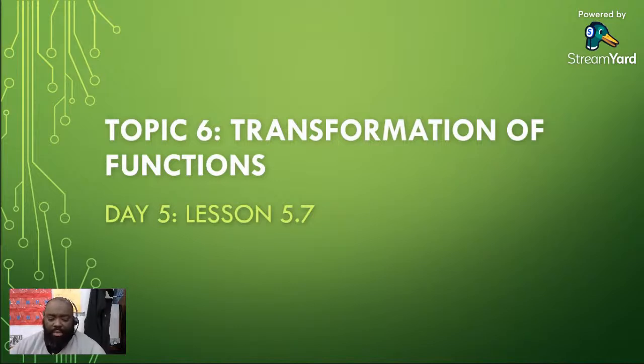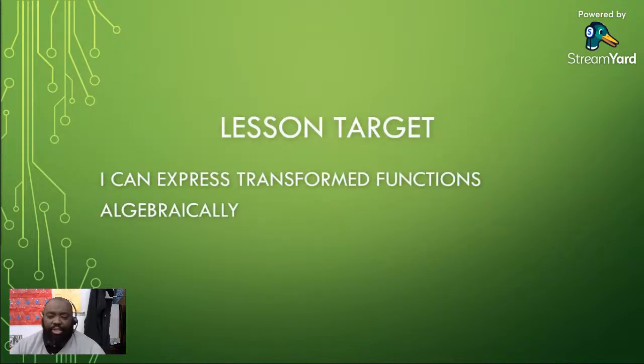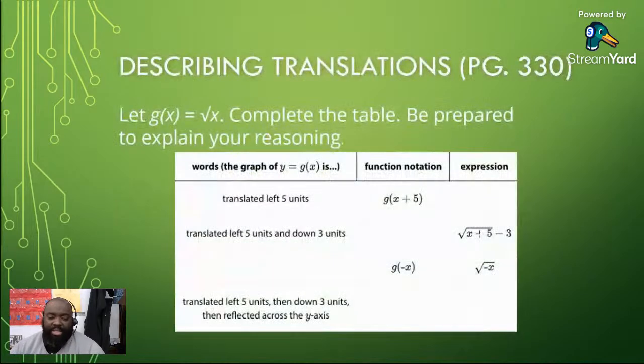With that being the case, the target that we wanted to land on is being able to express transformed functions algebraically, basically using the equations that are there. Now, you may need to screenshot this for later, but this is one of the main elements that we did in class today, Monday, March the 7th. What we focused on is being able to write the transformations or translations in word form, function notation, and expression. So that's 3 different representations that we wanted to focus on.